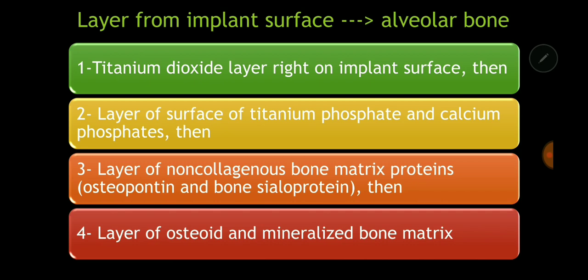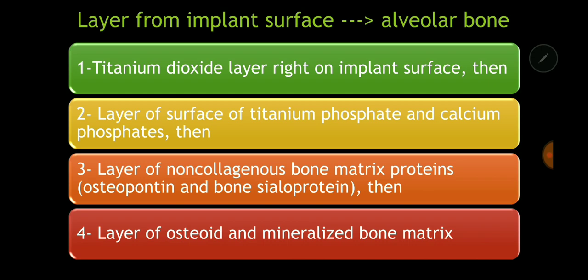So the layers from implant surface to alveolar bone. On the implant surface, you have the titanium oxide layer right on the implant surface. So the first layer on the implant is titanium dioxide. The second layer after that has the titanium phosphate and calcium phosphate.